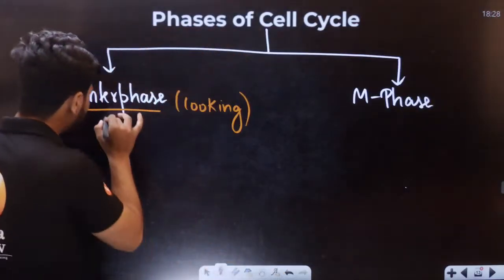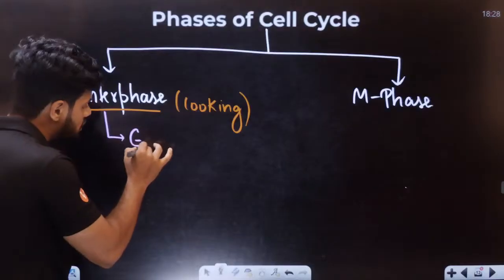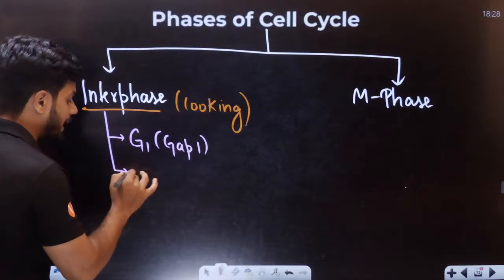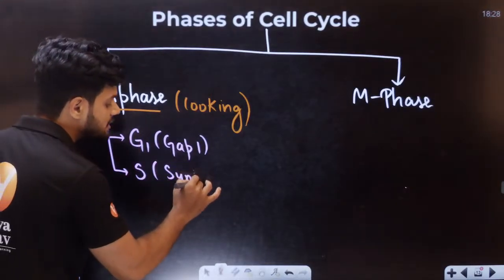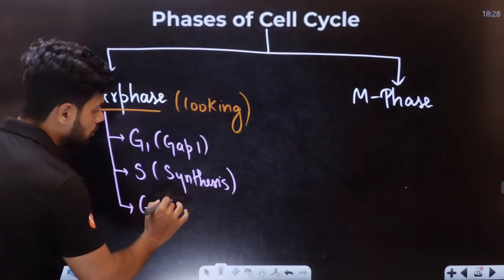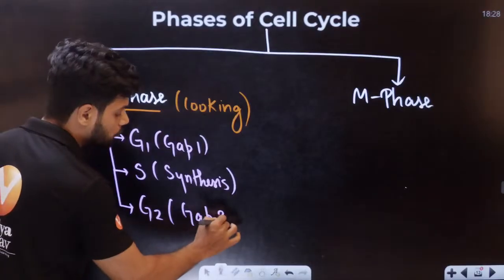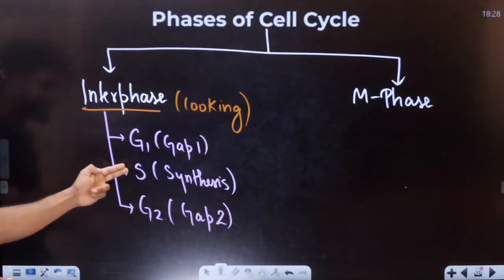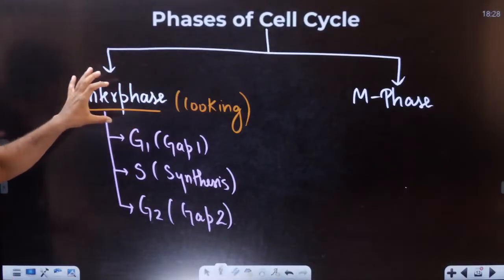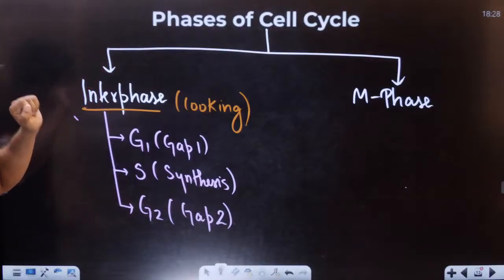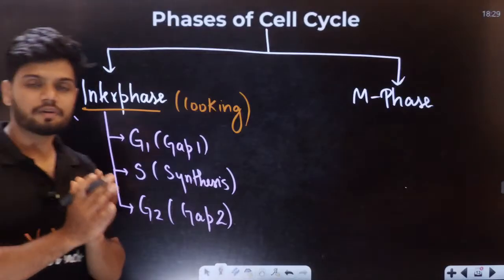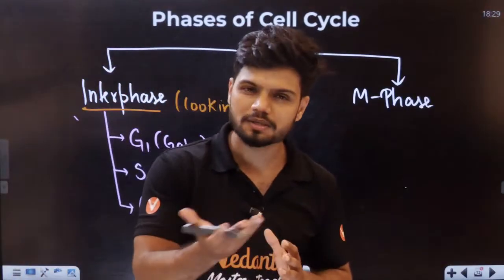The entire interphase can be divided into G1, also called the gap 1 phase. Then we have S, called the synthesis phase. And then we have G2, called the gap 2 phase. So we have gap 1, S, gap 2, and this is under interphase. Now students, what about the M phase? The M phase is also called mitosis in this case.